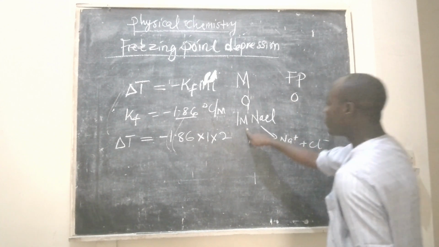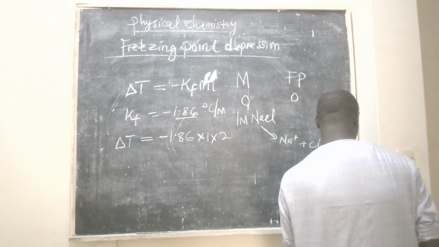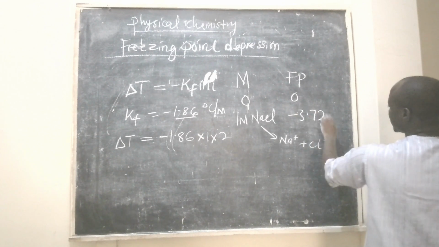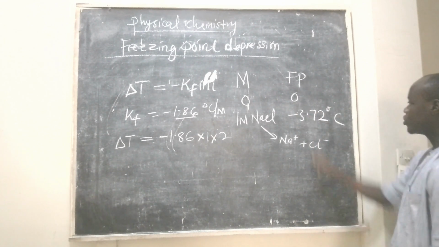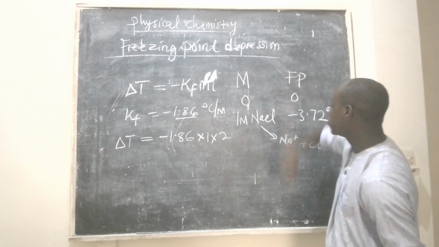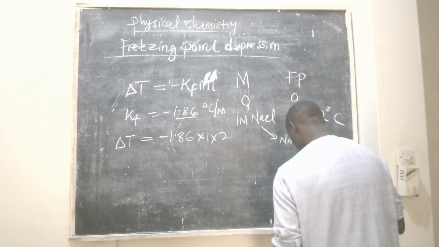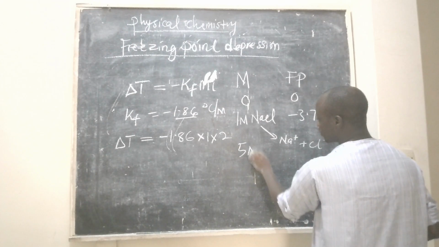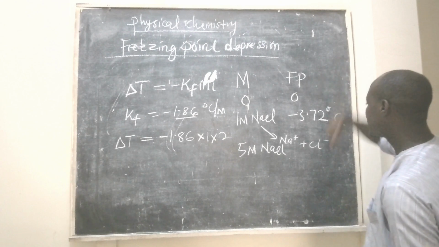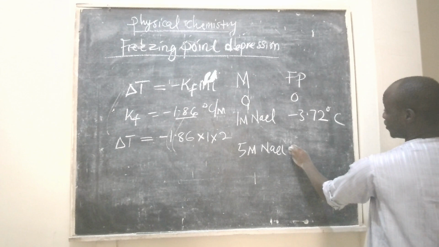So when you add 1 molar sodium chloride, the freezing point will be decreased by minus 3.72 degrees centigrade. This is the freezing point depression. As we add more solute particles, the freezing point will be decreasing. And let's say now we add 5 molar sodium chloride. What will be the decrease in the freezing point?